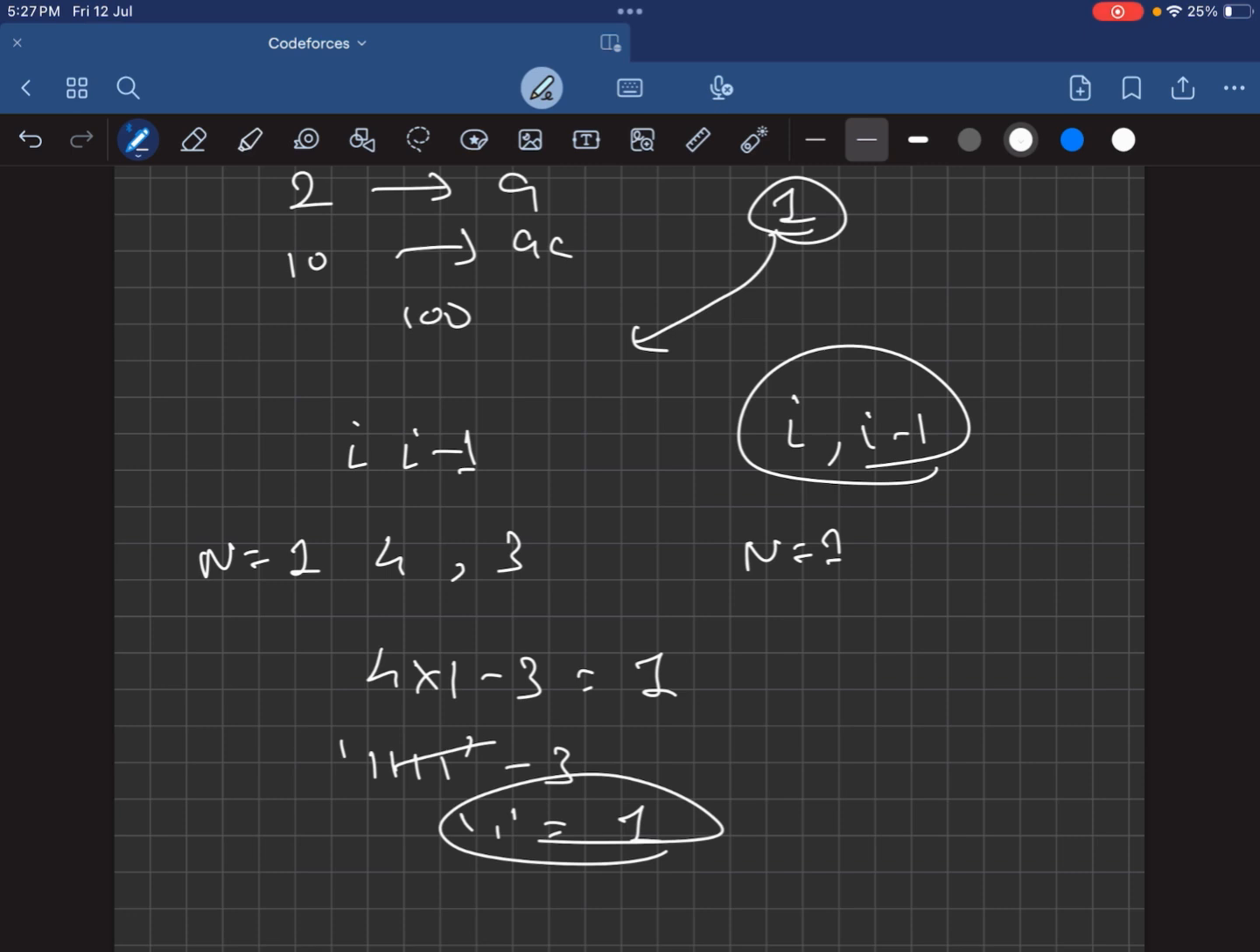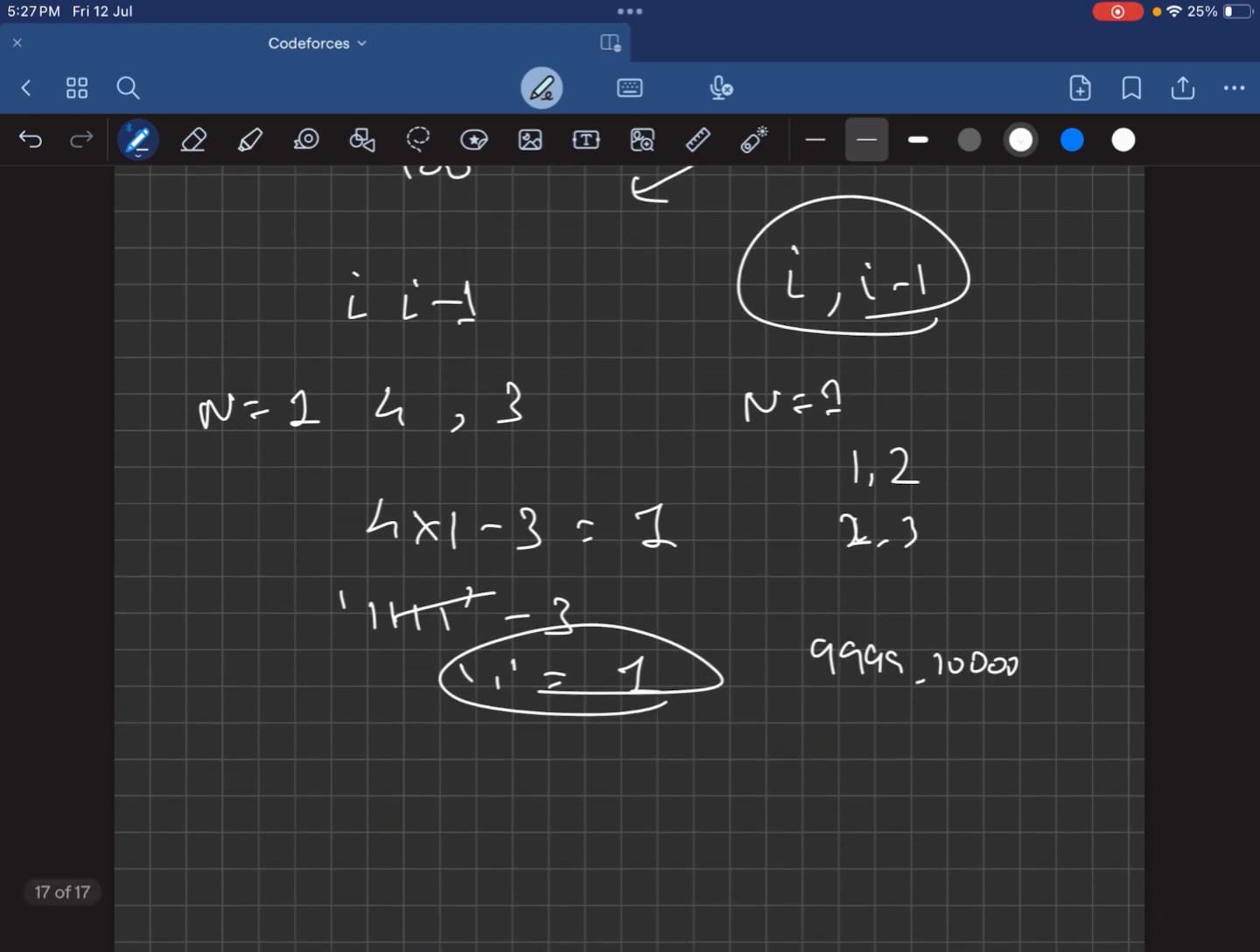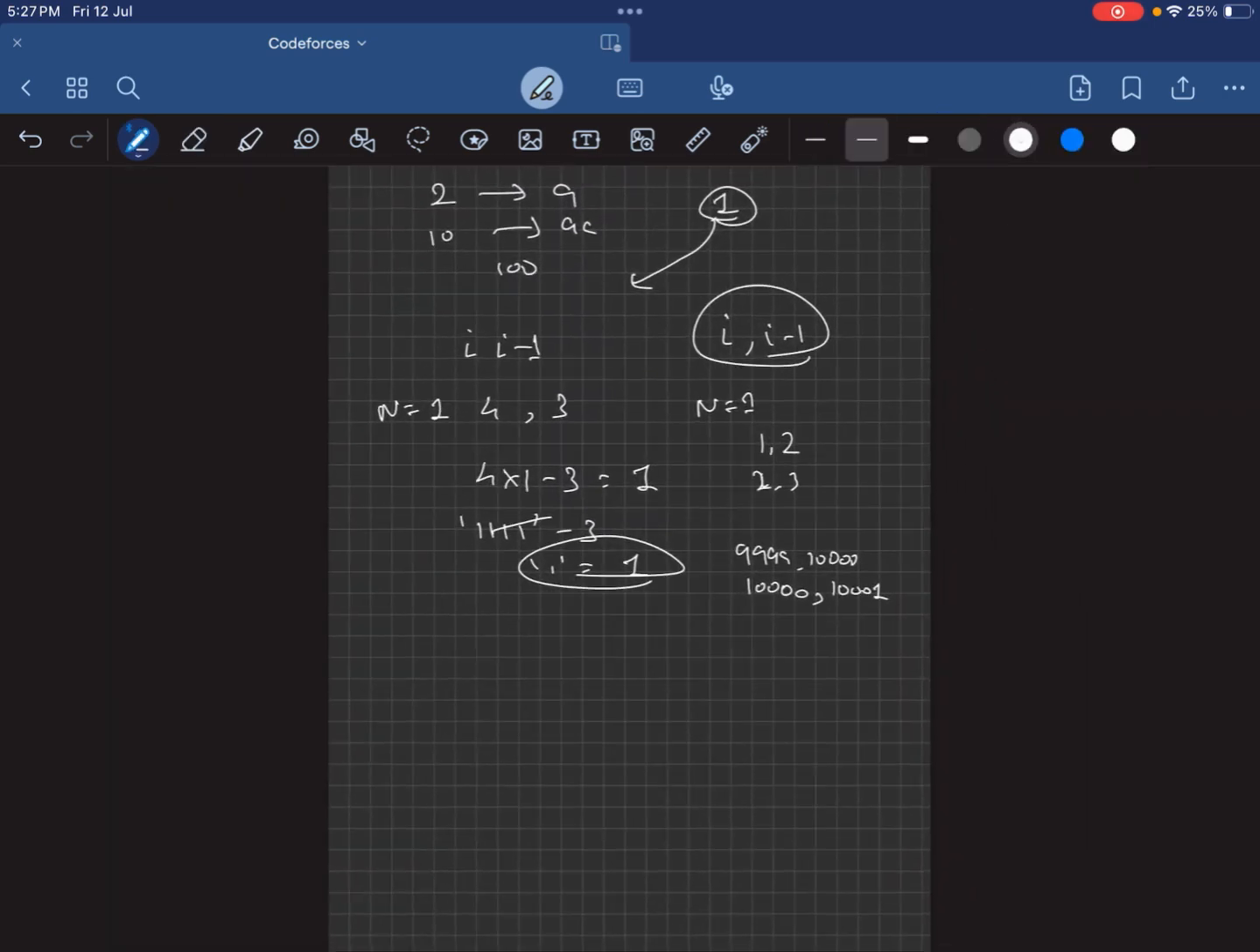So you have to print all the pairs 1 1, 2 1, 3 2, all the way up to 10,000 and 9999. The only mistake I made while writing my code was that I took it from 10,000 to 10,000 plus 1, and I got a wrong answer in the first attempt. Else this is it.